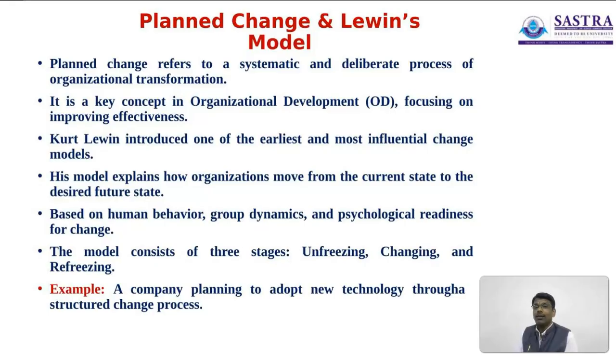We can call it the three-stage model coined by Kurt Lewin. The model consists of three different phases: unfreezing, changing, and refreezing. First phase, unfreezing. Second phase, changing. The third phase is known as refreezing. These three phases represent the process through which an organization or any company moves from stability to transformation and then to a new stable state or stable environment, friends.